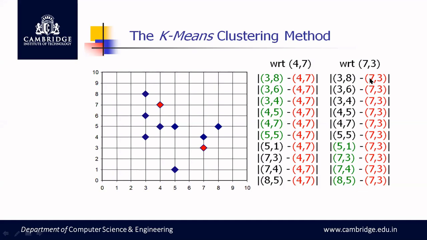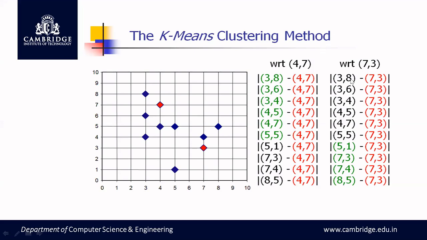Then here it is 7 minus 3 whole square and 8 minus 3 or 3 minus 8, either way it is getting squared. So 7 minus 3 whole square, 3 minus 8 whole square. So what is the value here?